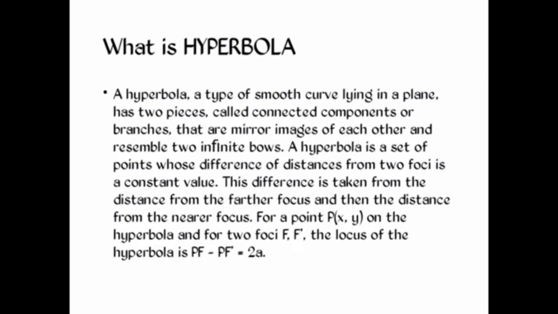A hyperbola is a set of points whose difference of distances from two foci is a constant value. This difference is taken from the distance from the farther focus and the distance from the nearer focus. For a point P (x, y) on the hyperbola, and for two foci F and F prime, the locus of the hyperbola is PF minus PF prime equal to 2a.